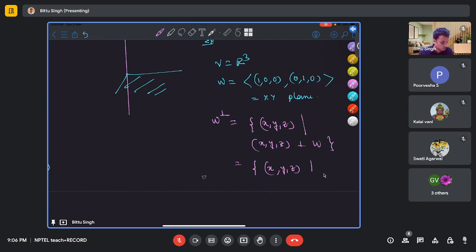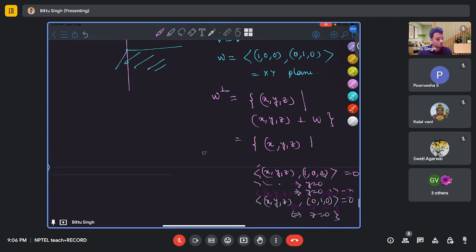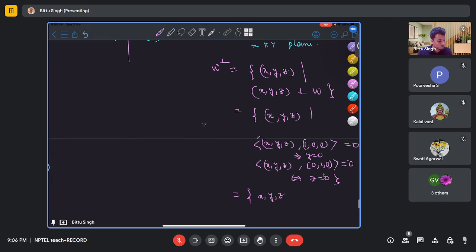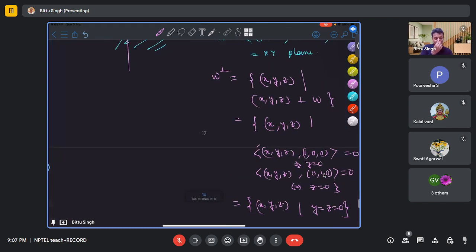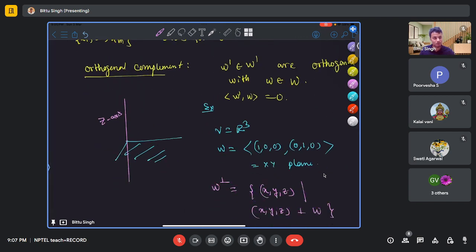So this implies the inner product of (x,y,z) with (1,0,0) should be 0, and the inner product of (x,y,z) with (0,1,0) should also be 0. So this implies x equal to 0 and y equal to 0, and only z is free. So we are getting (x,y,z) such that x and y are both 0. So clearly this is the straight line, the z axis. So the z axis is the orthogonal complement of the xy plane.